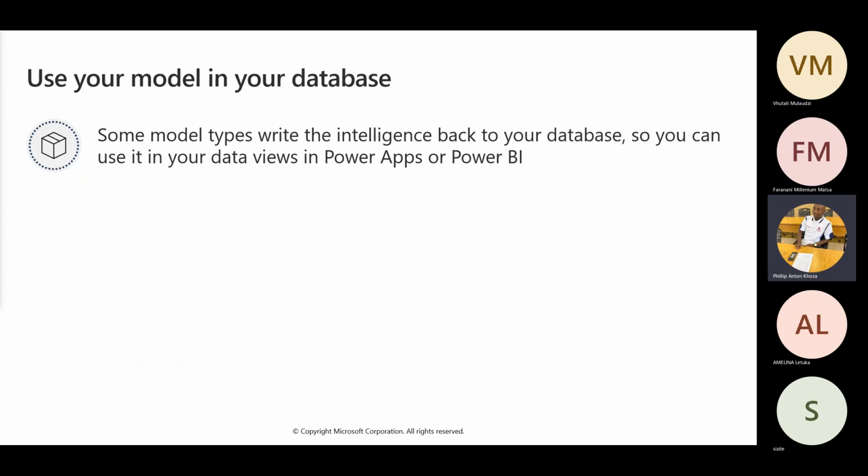Now, let's look at using your model in your database. Some model types write the intelligence back to your database, so you can use it in your data views in Power Apps or Power BI. After you have published your model, some model types automatically begin scheduling the model to write data back to your database by default. For some instances, if you extract data from a document and want it written in a specific table in your database, you can definitely achieve that.